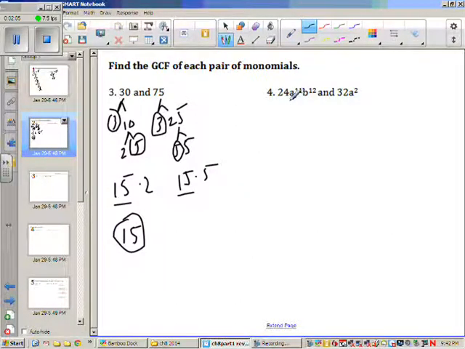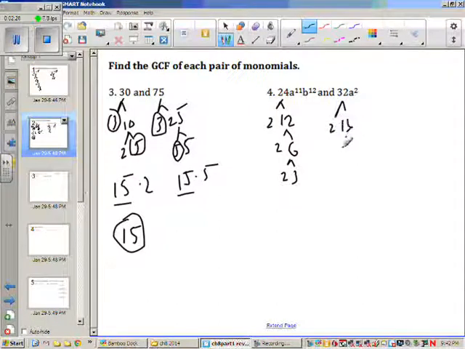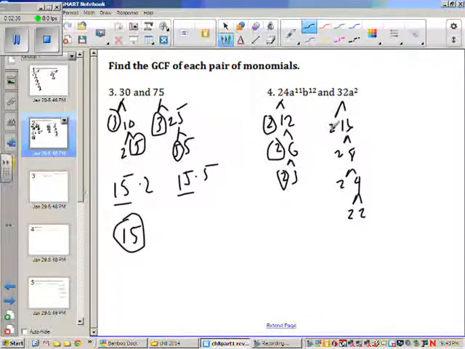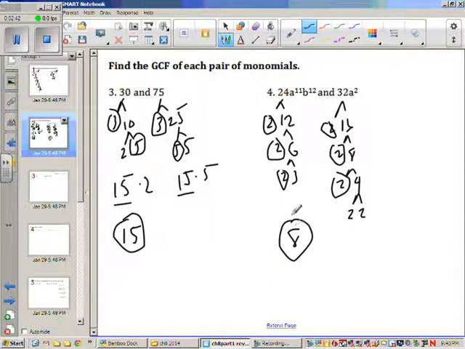Look over here at question 4. We see a 24 and a 32. We're going to want to factor that. I'm going to go ahead and factor a 2. I see what I believe it's going to be, but we'll do it slowly here. 2 and a 12, 2 and a 6, 2 and a 3. And then a 32 has a 2 and a 16. And then quite a few more 2's here. And so our greatest common factor is going to be 2 to the third, which is 8. 8 is the greatest common factor of the leading coefficients.